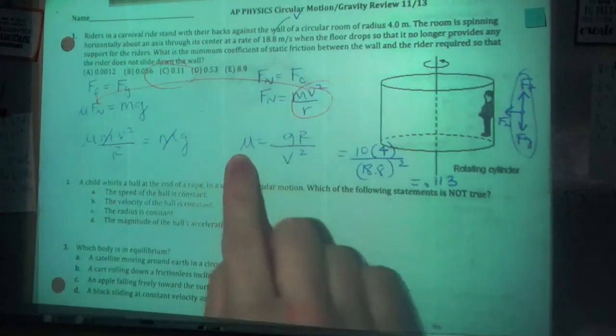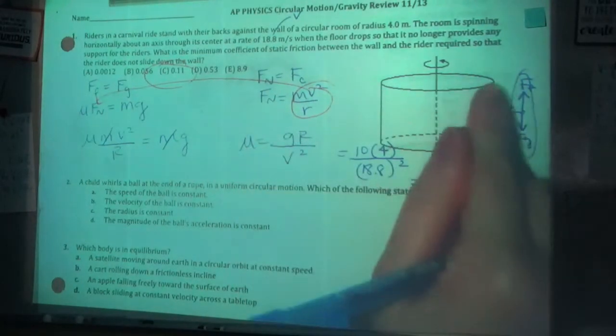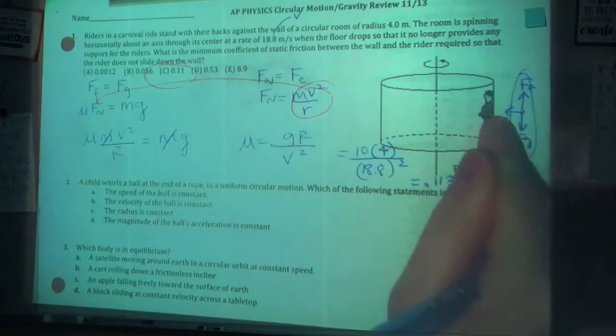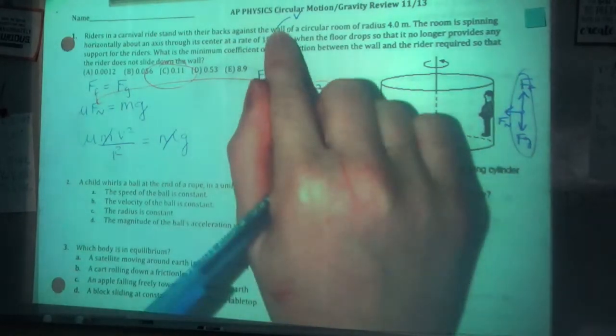That would be the coefficient that is just enough to balance out the force of gravity with a normal force when it is going at this speed.